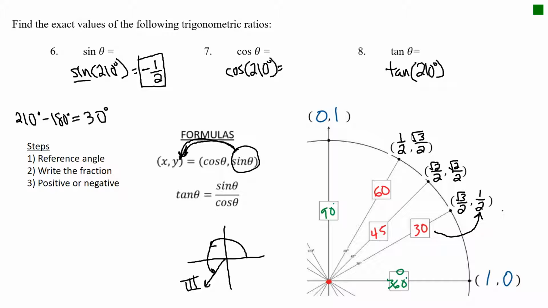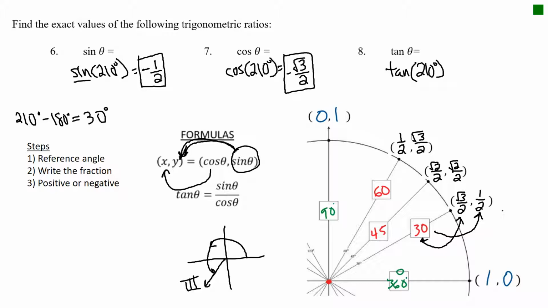So for cosine of 210, we go through the same steps. Again, we're going to use the reference angle of 30 degrees, but we need a new fraction. We do refer back to 30 degrees down here, but cosine is going to be matching up with our x value. So now I look at my x value for 30 degrees. That fraction is square root of 3 over 2. And again, I have to figure out, is that going to be positive or negative? In the third quadrant, all of my x values are going to be negative. So then I have to make this fraction a negative.